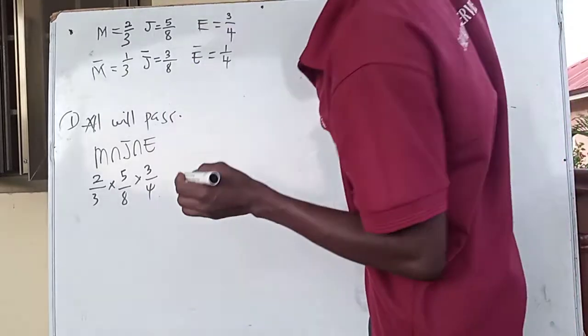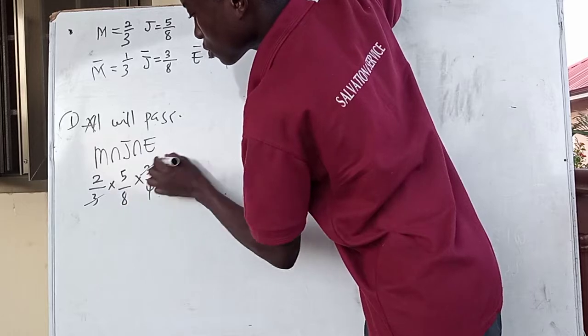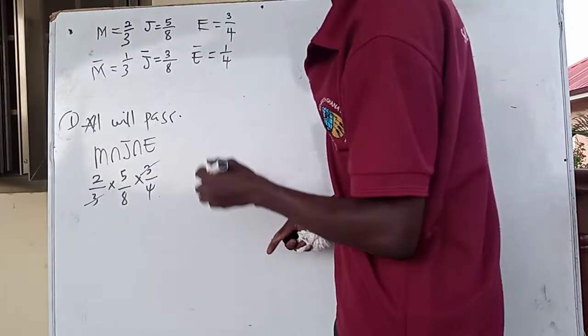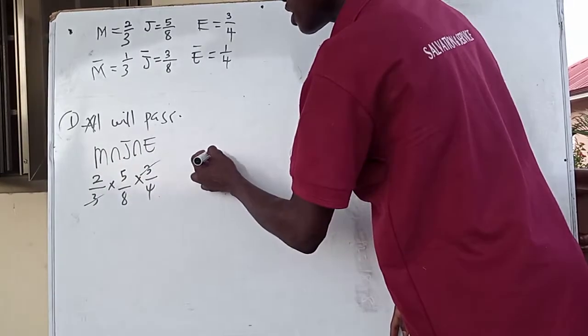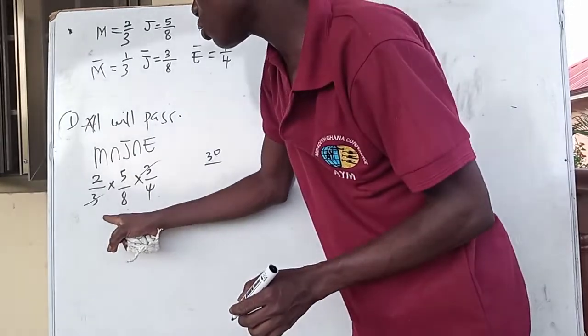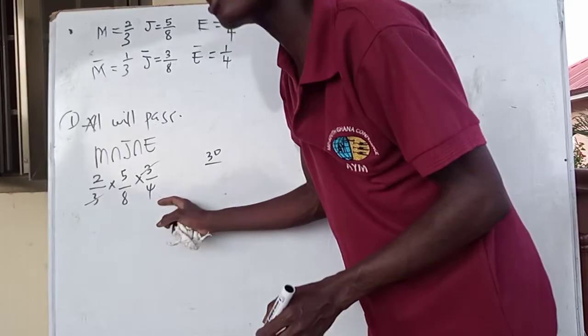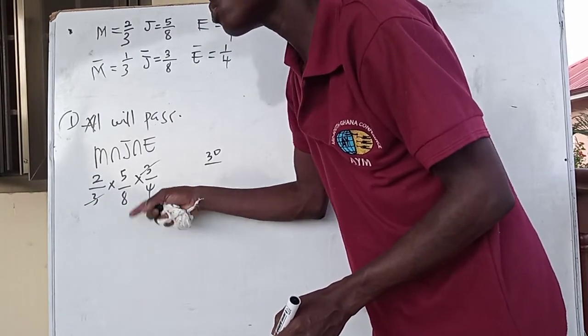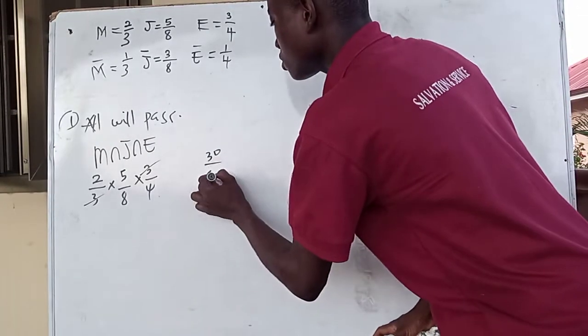Here, look at something. You can do 2 times 5 is 10, 10 times 3 is 30. No problem. You can do 8 times 4, 3 times 4 is 12, and 12 times 8 is 96. So 30 over 96.